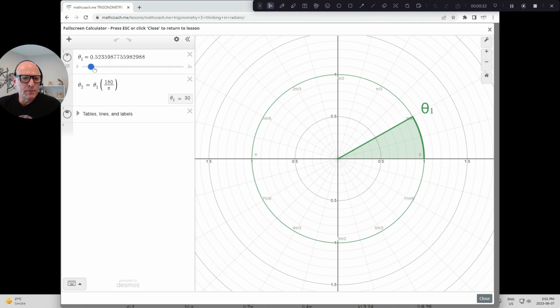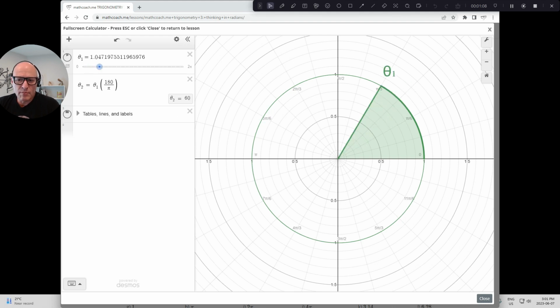Theta 1 is measured in radians, and when it's at pi over 6, that is, if you divided pi, 3.14 and so on, divided by 6, you'd get 0.523 and so on. And theta 2 is a conversion of that to degrees, so theta 2 is equal to theta 1 multiplied by 180 divided by pi. And for pi over 6, that would reduce to 30 degrees for theta 2.